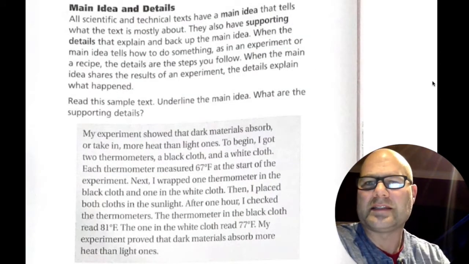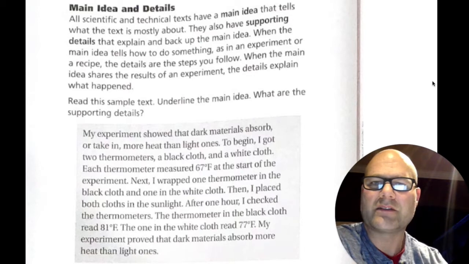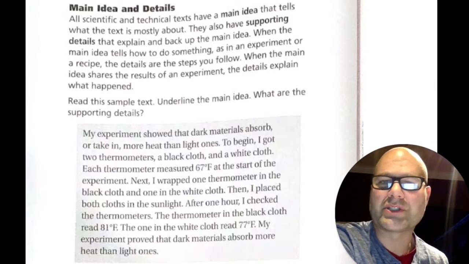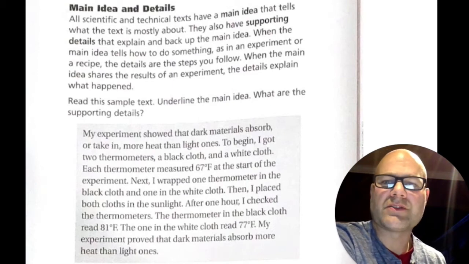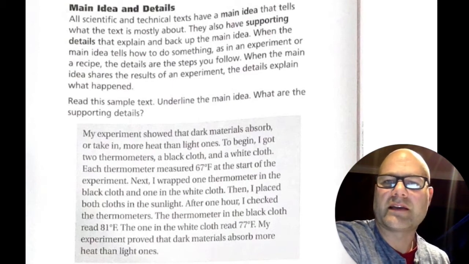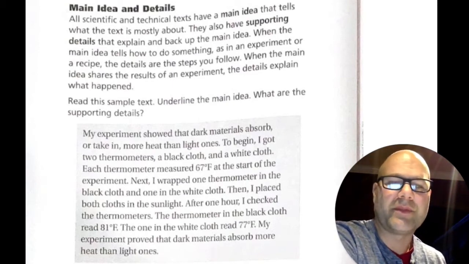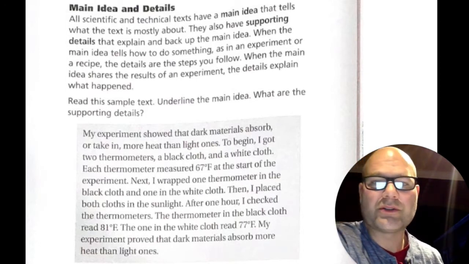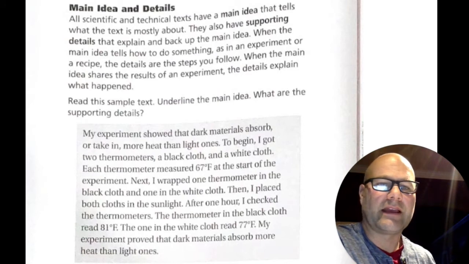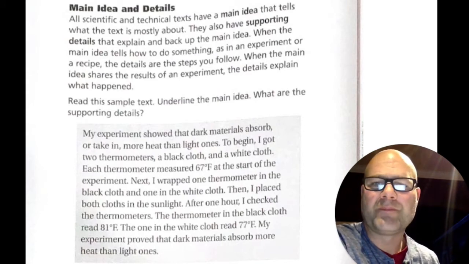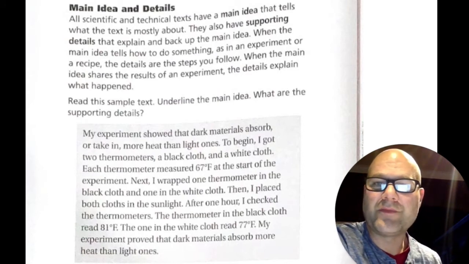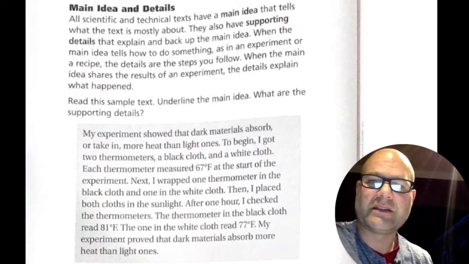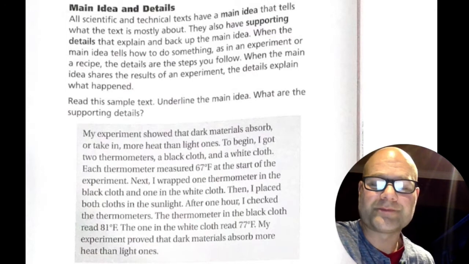Main idea and details. All scientific and technical texts have a main idea that tells what the text is mostly about. They also have supporting details that explain and back up the main idea. When the main idea tells how to do something, as in an experiment or a recipe, the details are the steps you follow. When the main idea shares the results of an experiment, the details explain what happened.